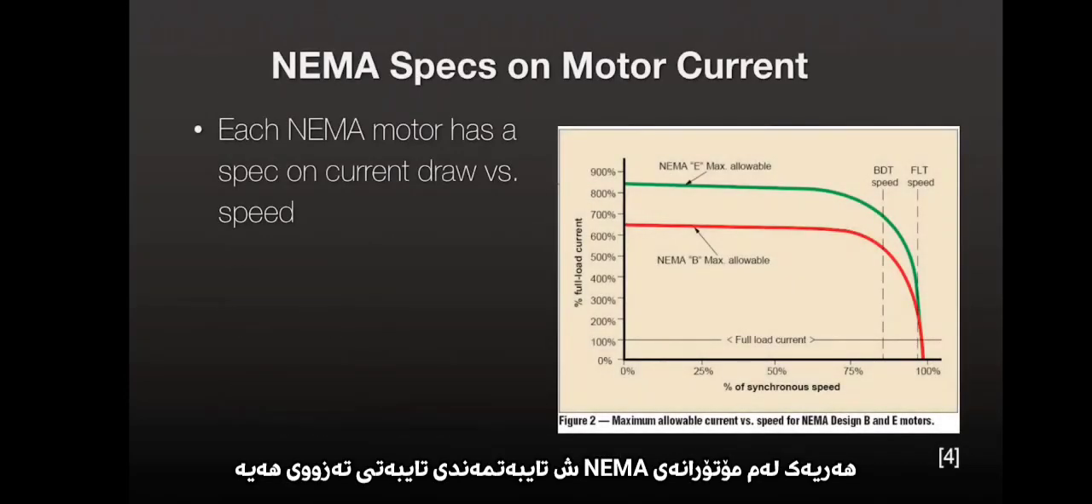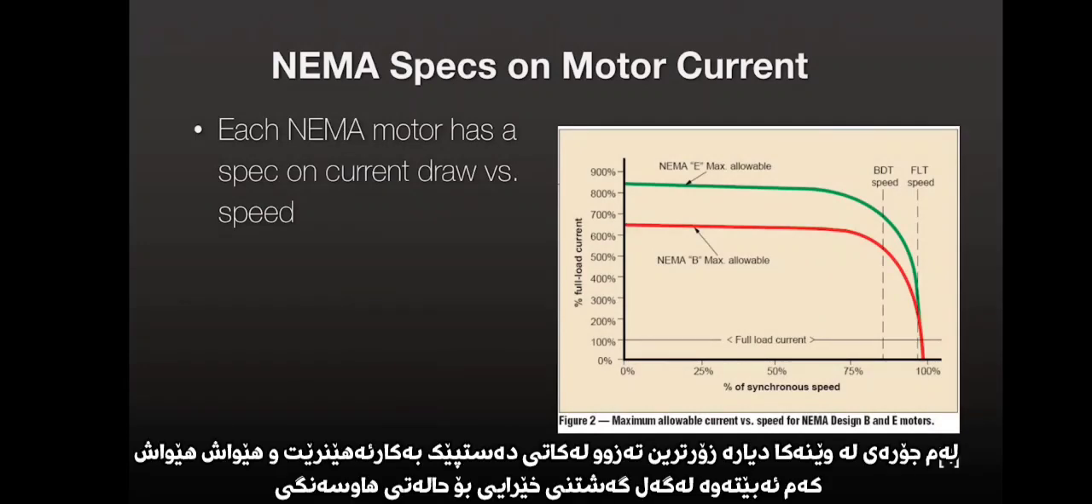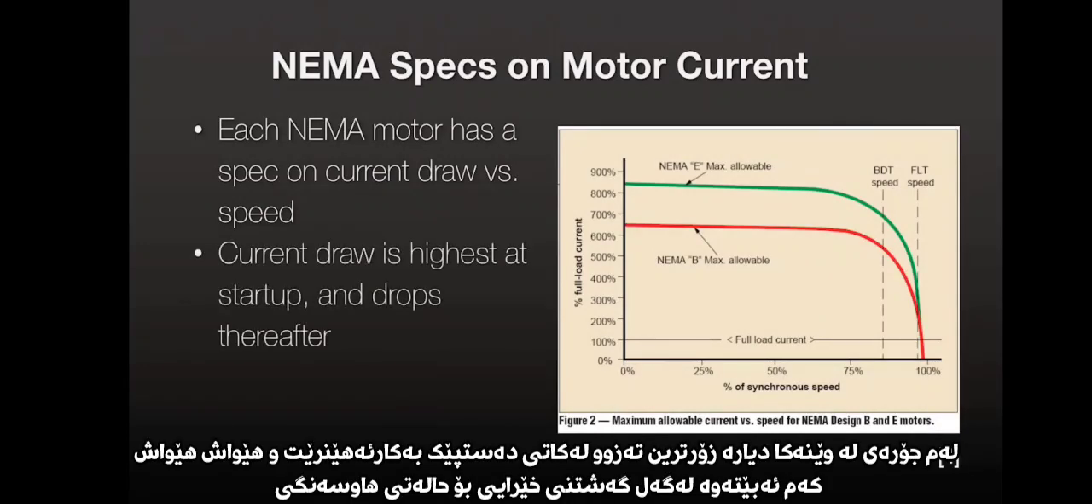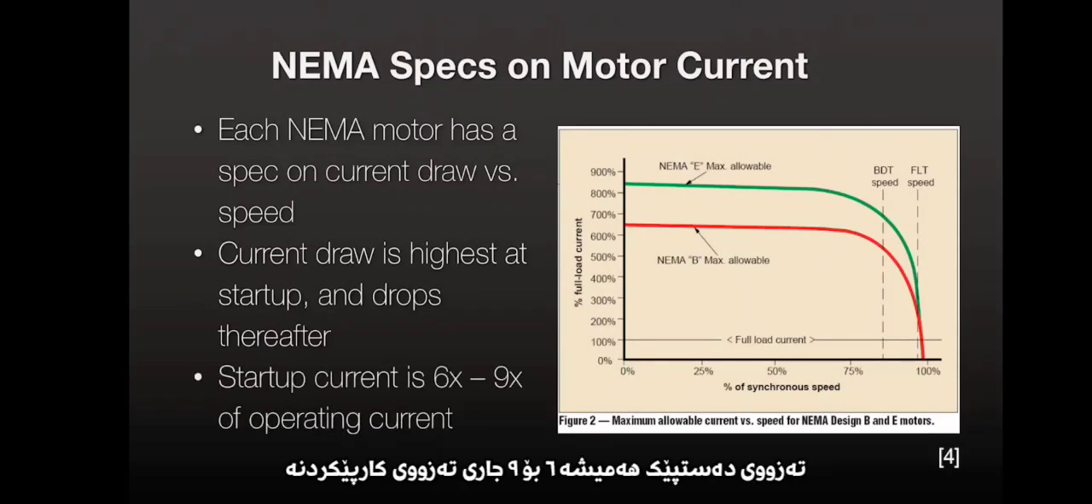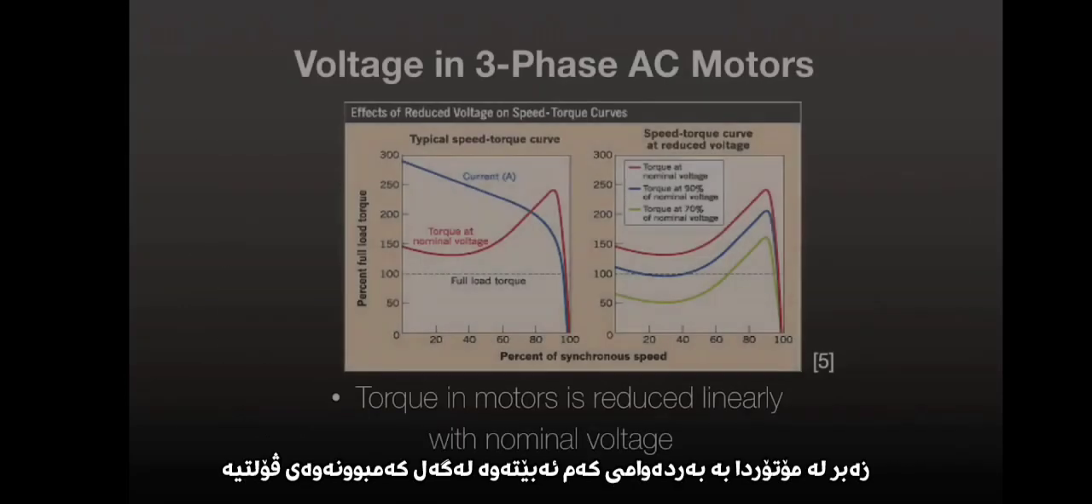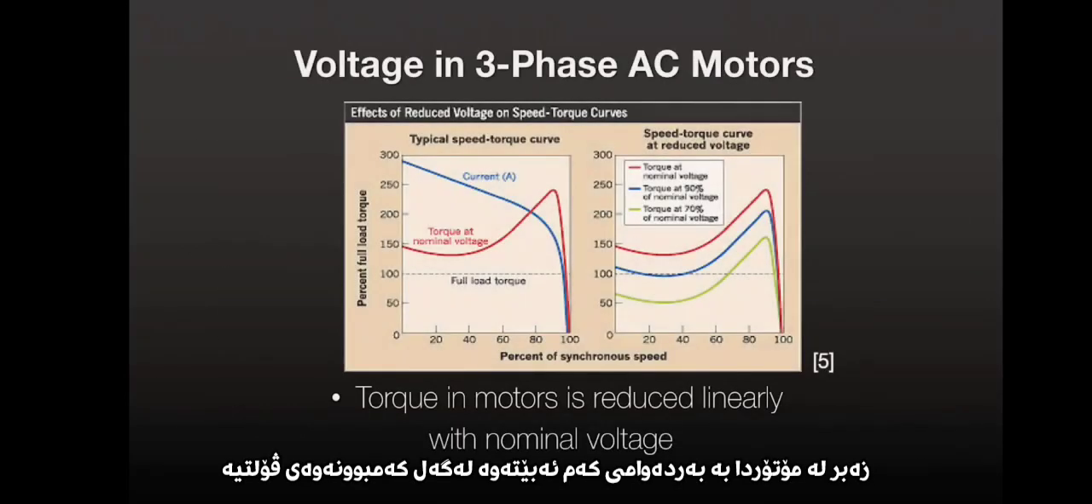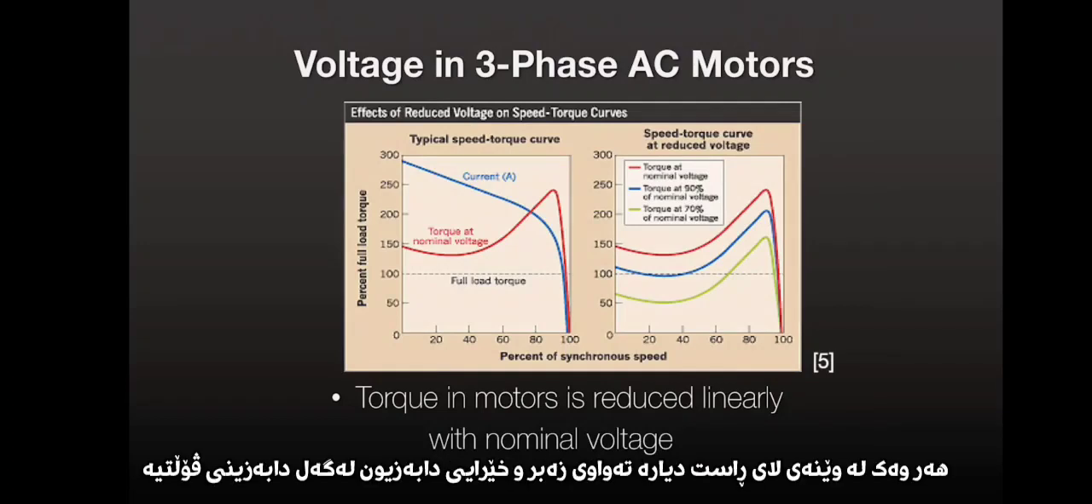Each type of NEMA motor has a specification on current draw. Per the curve in the slide, the highest current draw is at motor startup, dropping as the motor accelerates to steady-state speed. Startup current is typically 6 to 9 times the operating current. Torque in motors is reduced linearly with nominal voltage input. Per the graph on the right, the entire torque speed curve is pushed down as the nominal voltage input to the motor is reduced.